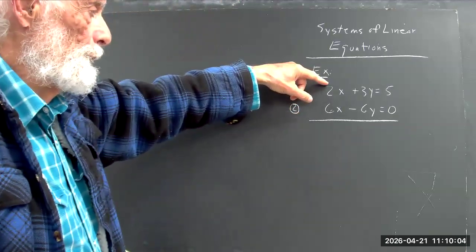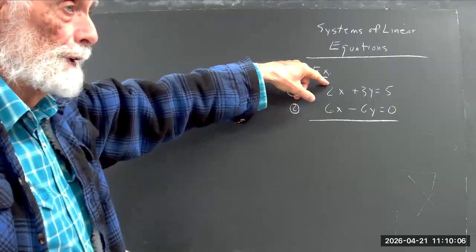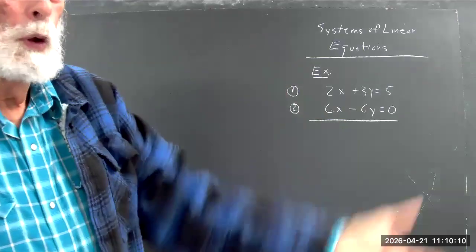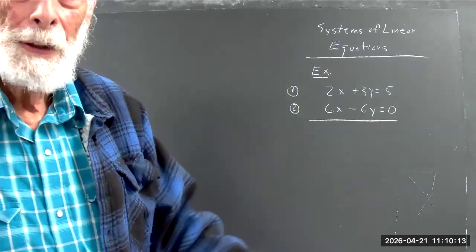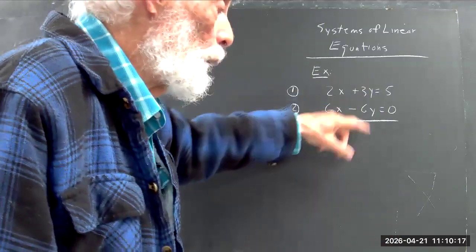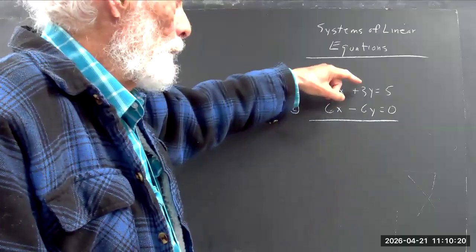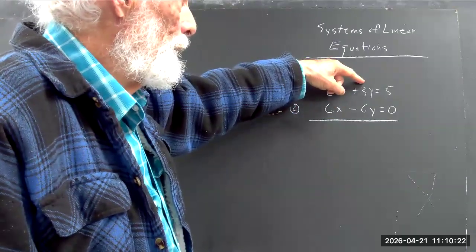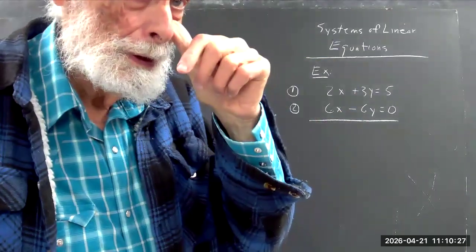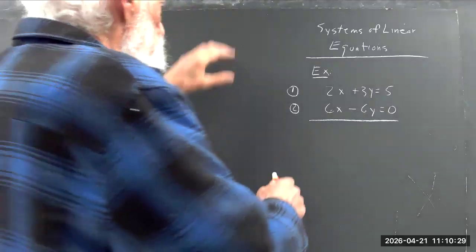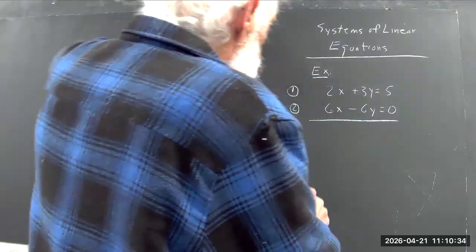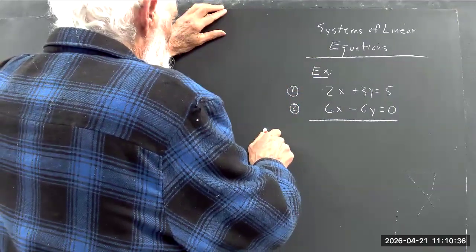And -3 times the 2x is going to give me -6x. And that's going to match up with the 6x in the second equation and give me no x's, because when I add them, they're going to go away. Okay? I could also choose to eliminate y. If I multiply the first equation by 2, I'm going to get a 6y, and that'll match up with the -6y in the second equation. I'm going to choose to eliminate the x for reasons that might become apparent.